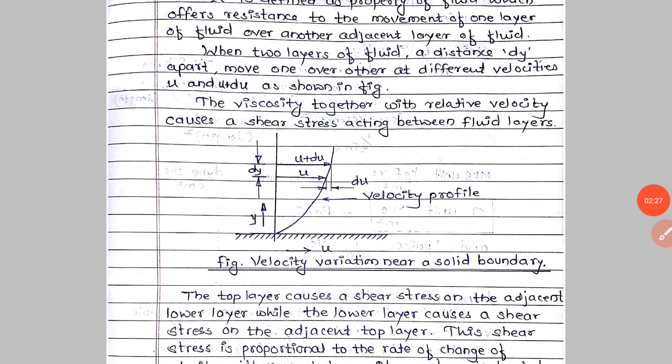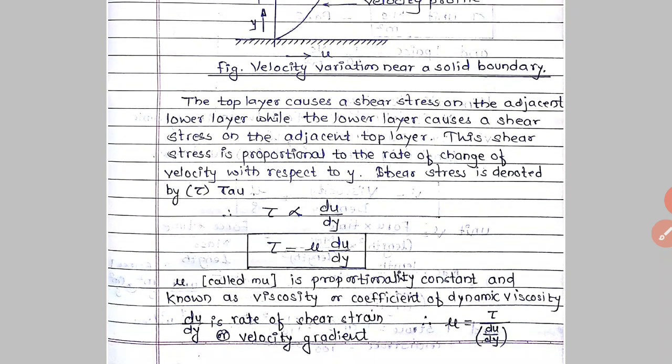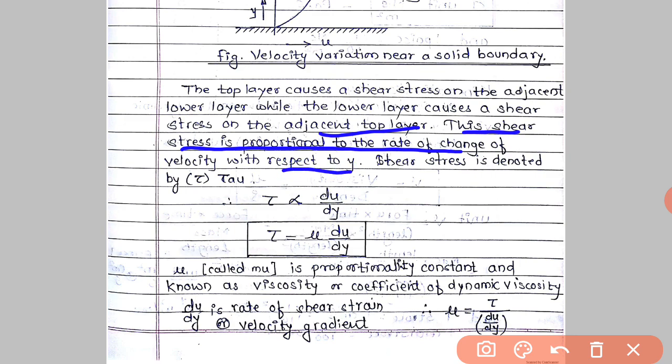See here, the top layer causes shear stress on the adjacent lower layer, while the lower layer causes shear stress on the adjacent top layer. So this shear stress is proportional to the rate of change of velocity with respect to y, that is, the velocity gradient. Shear stress is denoted by tau, and tau is directly proportional to du by dy. So tau is equal to mu into du by dy.